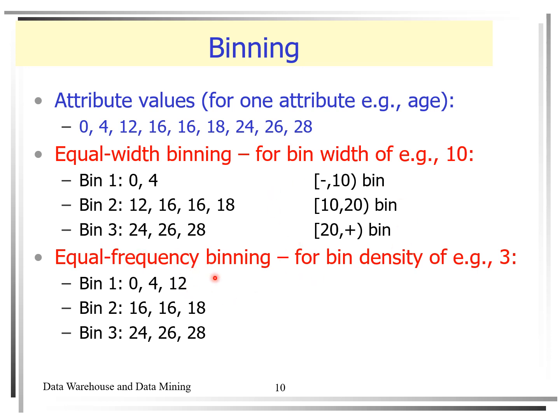Here we want to have equal frequency, or as we called it earlier, equal depth. For example, in this case it's 3. We will only have 3 values per bin: 0, 4, 12, then 16, 16, 18, then 24, 26, and 28.